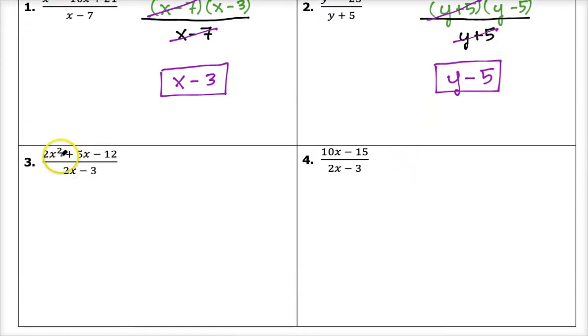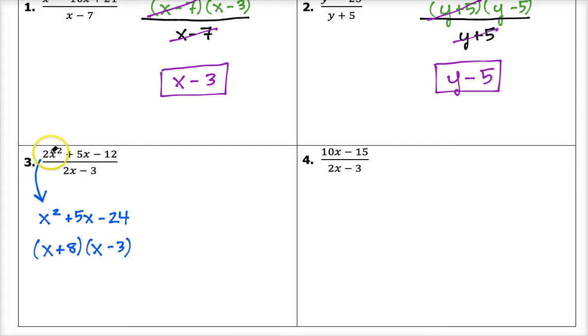Number 3, 2x squared plus 5x minus 12, all divided by 2x minus 3. This is a trinomial in the numerator, but it's a slide and divide trinomial. Okay, so I'm going to show the work for that down here below. So we would need to slide the 2 over to the 12, and that would give us x squared plus 5x minus 24. This would then factor into x plus 8 times the quantity x minus 3.